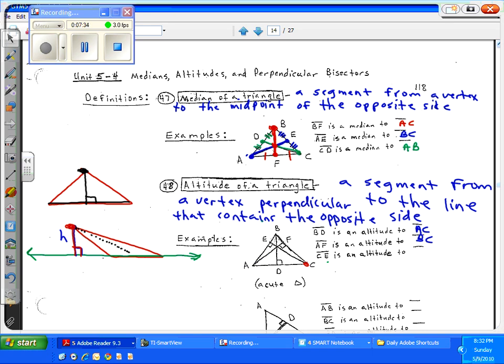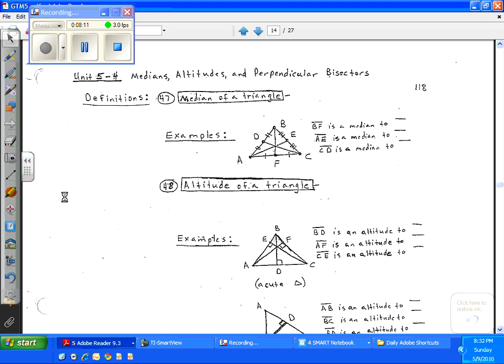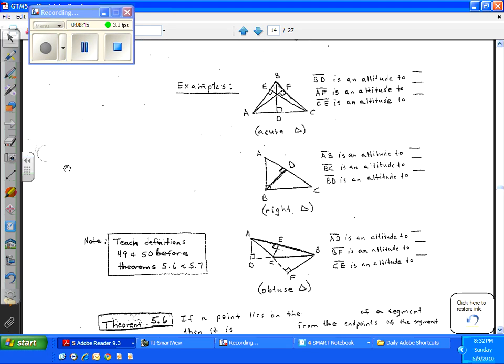If we're at point C, the side opposite point C is AB, so we would draw the line that contains side AB. From C perpendicular to the line containing side AB is CE, so CE is the altitude drawn to side AB. Notice that the altitudes were also concurrent at a point. Now, that was in an acute triangle. Notice in a right triangle, this is important.